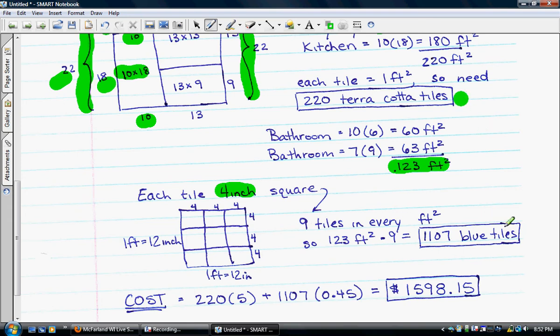So combine those two answers. Combine the number of terracotta tiles and the blue tiles. Terracotta tiles are $5 each. Blue tiles are 45 cents each. And we get a total cost of $1,598.15.